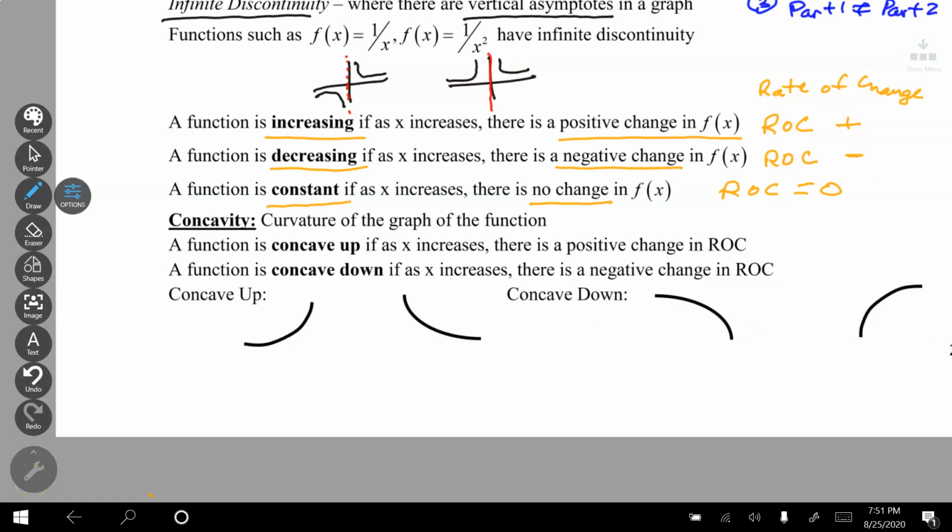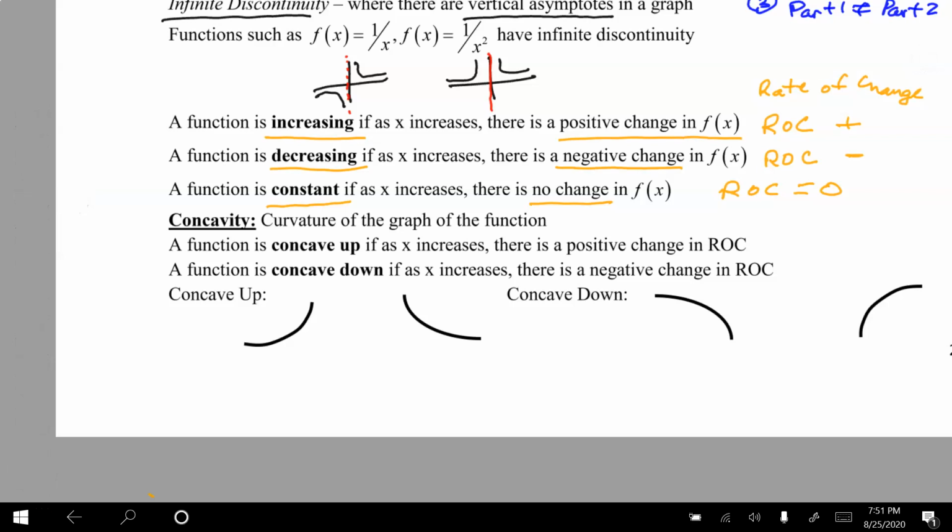And some things you should remember from your Algebra 2 days: a function is increasing if there's a positive change in f, or the rate of change, I'm going to abbreviate ROC, is positive. It's decreasing if the rate of change is negative, and it's constant if there is no change in the function, or ROC is 0, via a horizontal line.